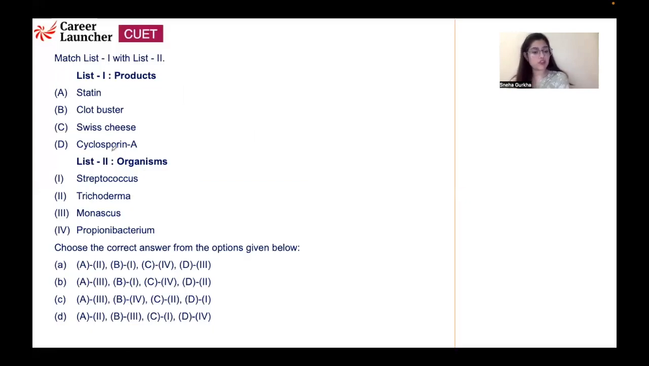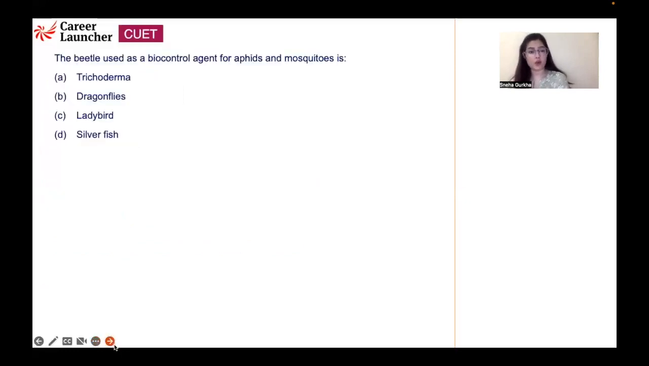Next, we have to match list 1 with list 2. So statin is produced by Monascus purpureus. Streptococcus is the clot buster. Swiss cheese is produced by Propionibacterium shermanii. And cyclosporin A is produced by Trichoderma polysporum. So option B is the correct option.